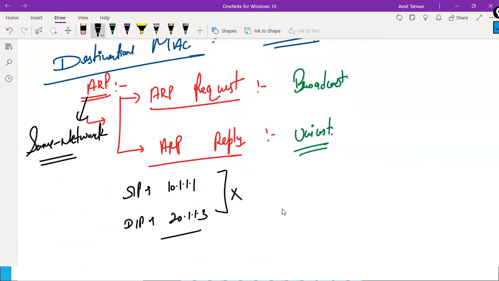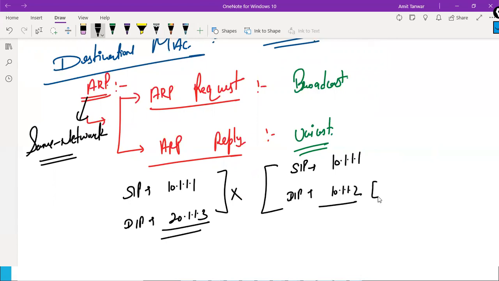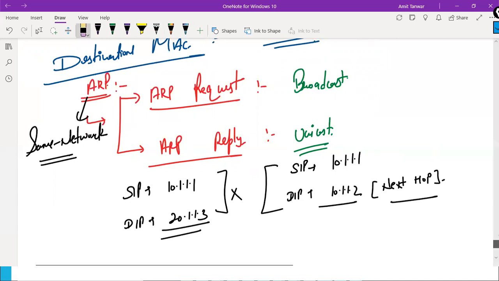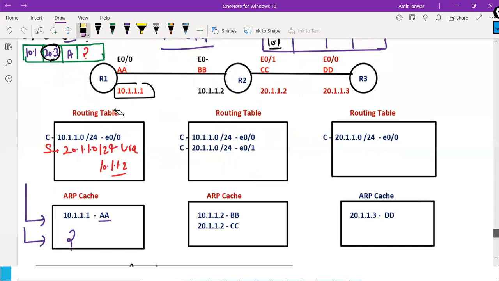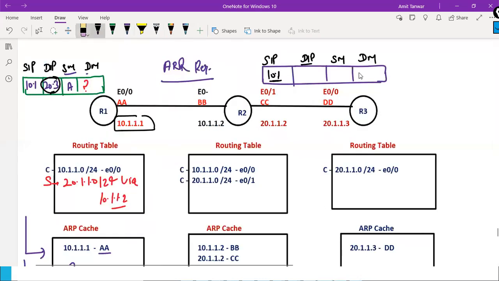So what happens now? In place of destination IP 20.3, the source IP will be 10.1.1.1 and the destination IP will be 10.1.1.2. Why 10.1.1.2? Because this is my next hop, which you have configured here. So the ARP request will be for the gateway MAC address, or you can say the next hop MAC address. The destination IP will be 10.2.